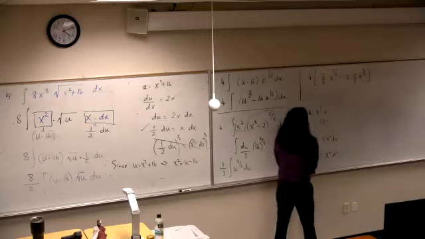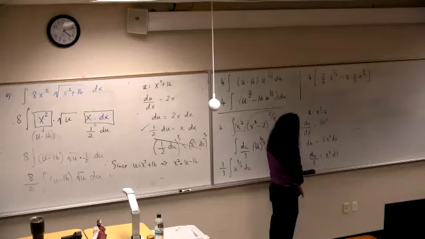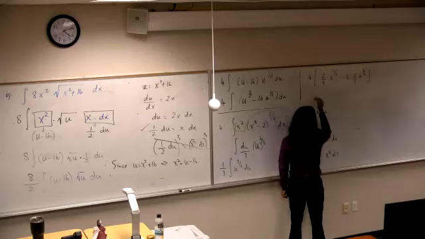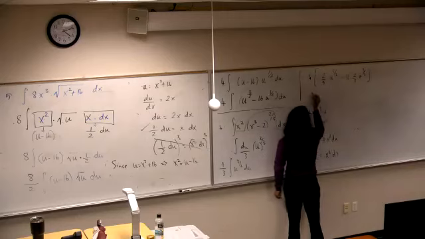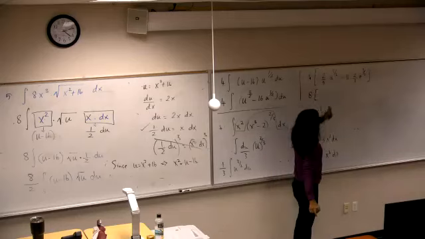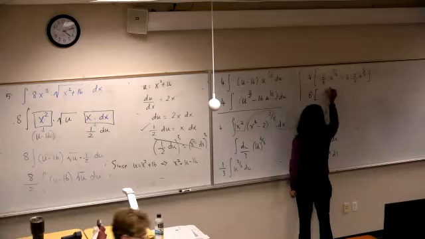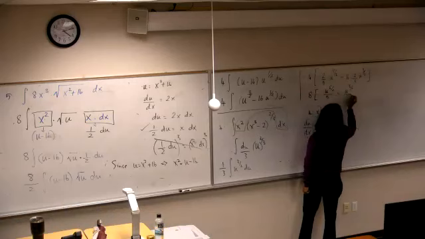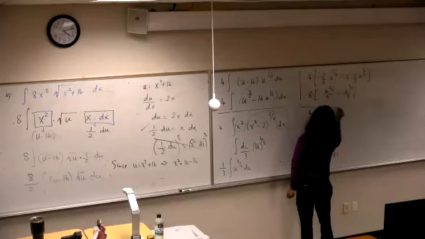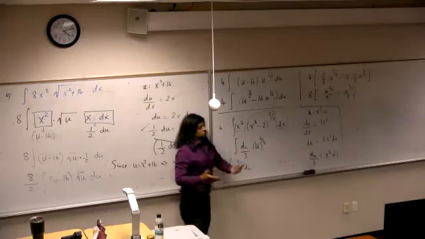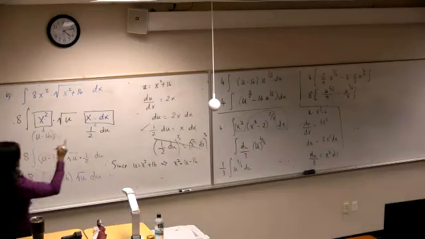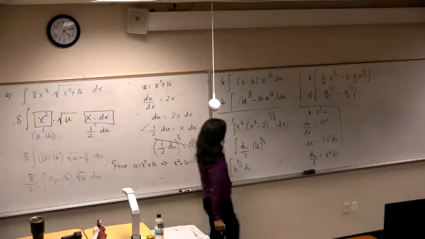Have we simplified something here? There isn't much that I can do. I have a 2 in common. I can pull it out, and 2 times 4 becomes 8. u to the 5/2 over 5 minus 16 u to the 3/2 over 3. Plug u back in. What is u? x squared plus 16.